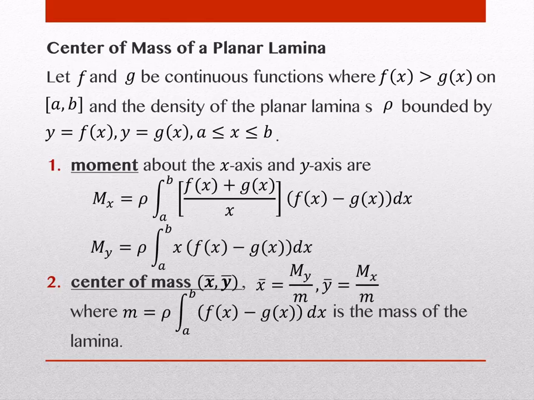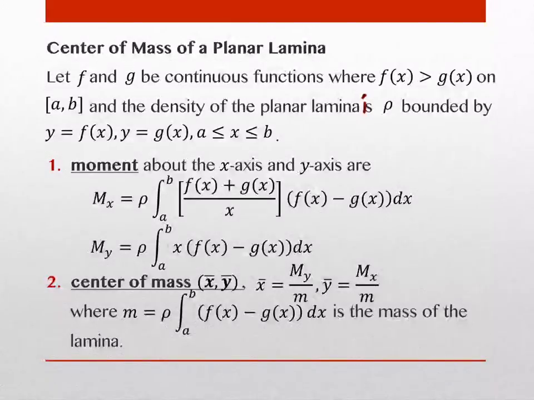So what do we do for the center of mass for this irregular shape, this odd shape that we have? We're going to let f and g be continuous functions, where f of x is greater than g of x on [a, b], and the density of the planar lamina is rho, bounded by y equals f of x, y equals g of x, and goes from a to b. Okay, that's exactly what we did with the curves in section 7.1. All the notation is the same as on the previous screen.